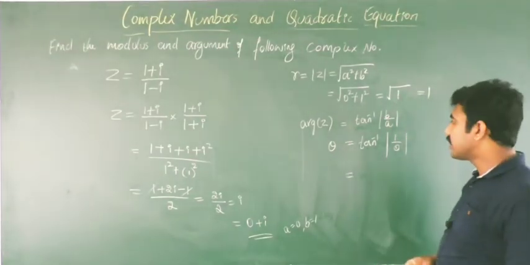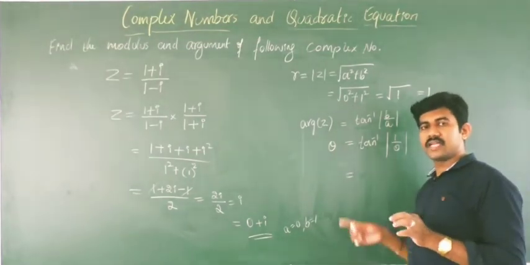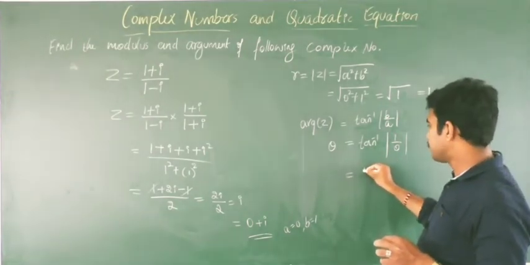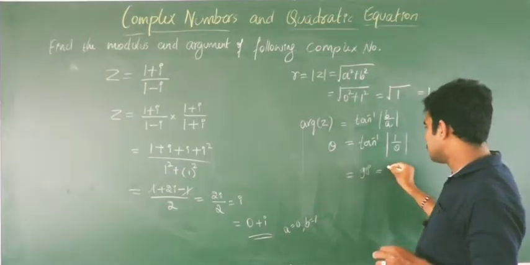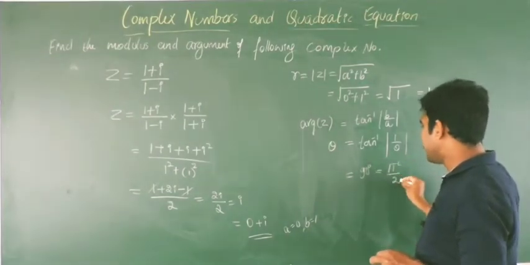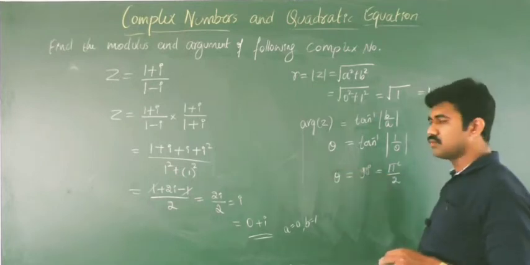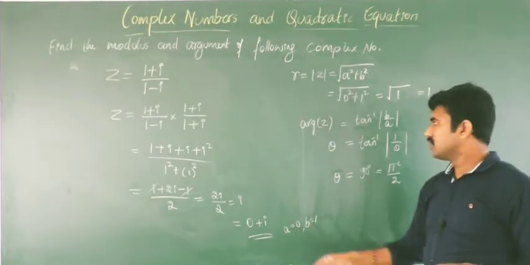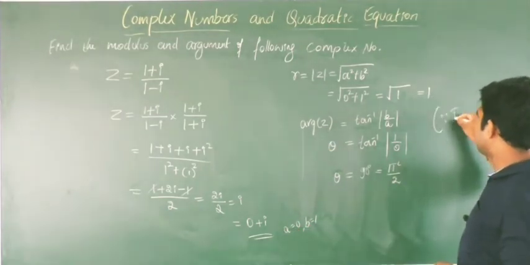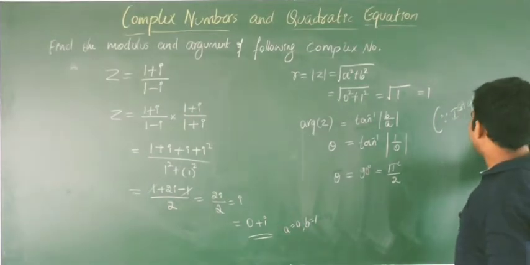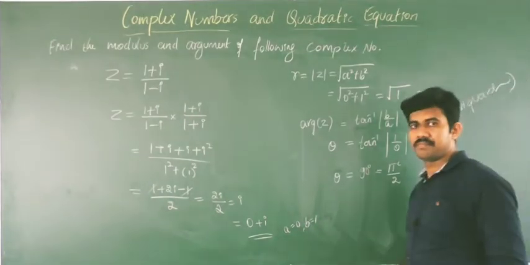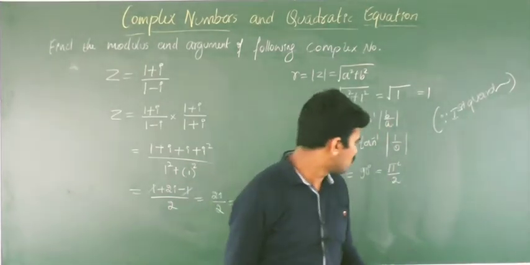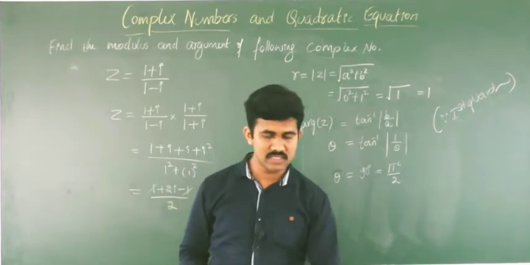In a standard angle, in which angle tan takes the value not defined? That is for 90 degree. 90 degree means pi by 2 radian. Theta is equal to pi by 2 radian. Here directly you found argument because it lies in first quadrant. Since it lies in first quadrant, the argument is nothing but theta only. In fourth quadrant, argument is nothing but minus theta. Likewise, so directly you got argument value, that is pi by 2.